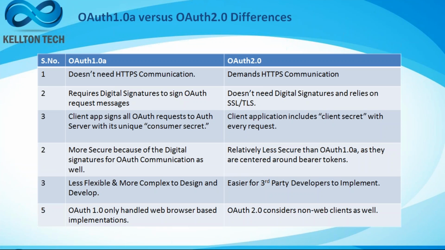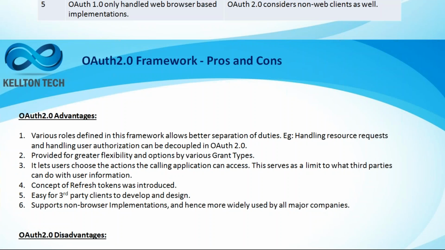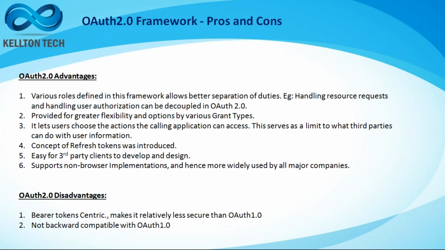But like I said, most of the larger companies use the OAuth 2.0 framework because of its ability to work with non-browser based implementations, as well as its ease of implementation, even though there are certain security limitations, especially when compared with 1.0. But yes, OAuth 2.0 is relatively very secure compared to the other mechanisms.